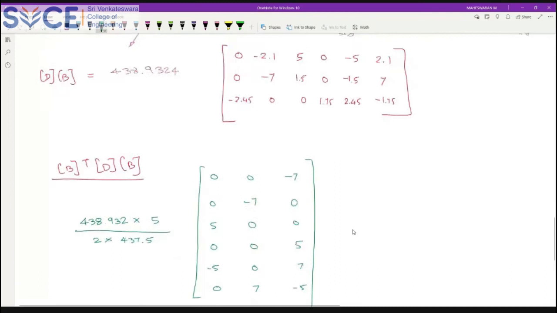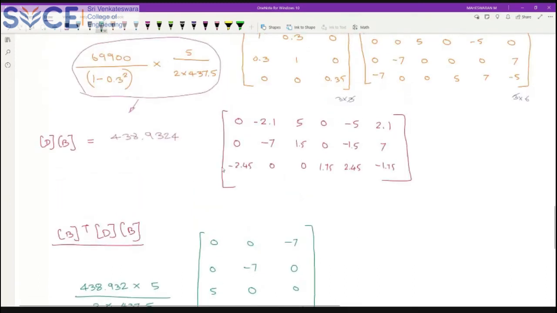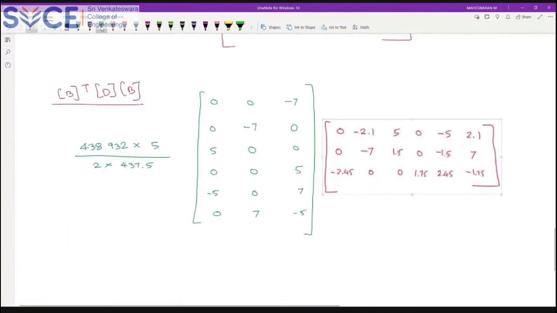Right? Next, your DB matrix, which we already identified. So let me consider that. So this is my DB matrix. So I got these two matrices. Only thing is I have to multiply them.